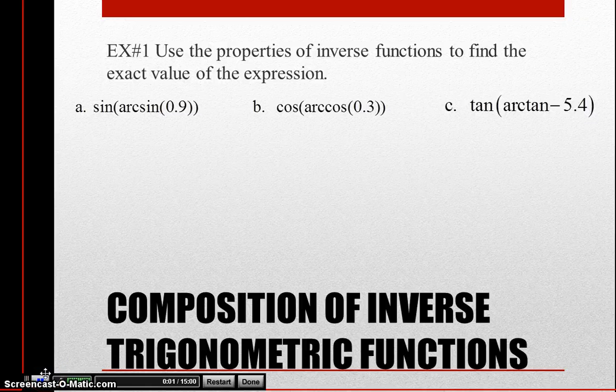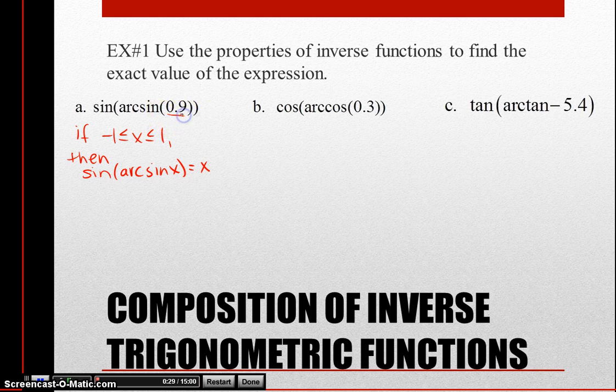We're going to be looking at the composition of inverse trig functions. The first thing that we want to do is use the properties of inverse functions to find the exact value of the expression. What we need to do is remember what the inverse properties are. For the sine, we know that if x is between -1 and 1, then the sine of the arcsine of x is equal to x.